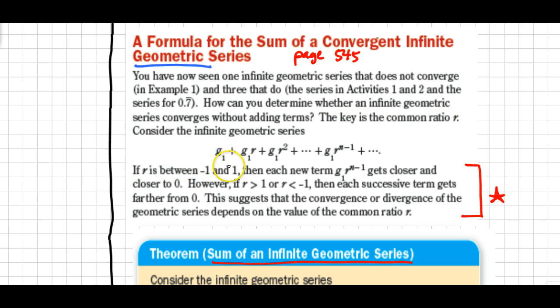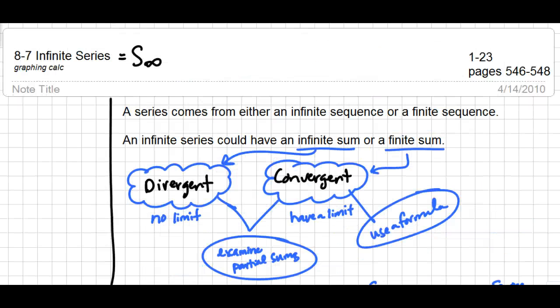If r is between -1 and 1, then it's going to be a decimal or a fraction, and therefore each new term would get closer and closer to 0. However, if r is greater than 1 or smaller than -1, then each successive term would get farther away from 0. This suggests that convergence or divergence of a geometric series is dependent on the value of the common ratio r. So before we look at what the formula actually is, let's go back to our title.